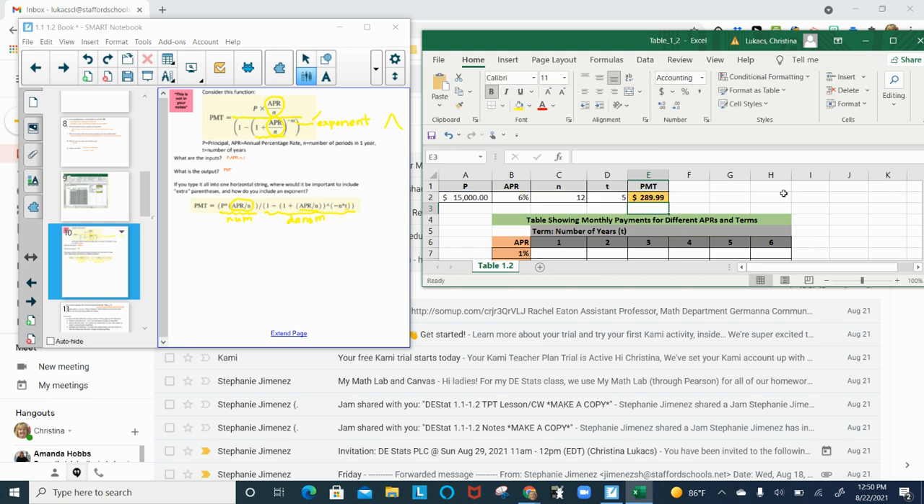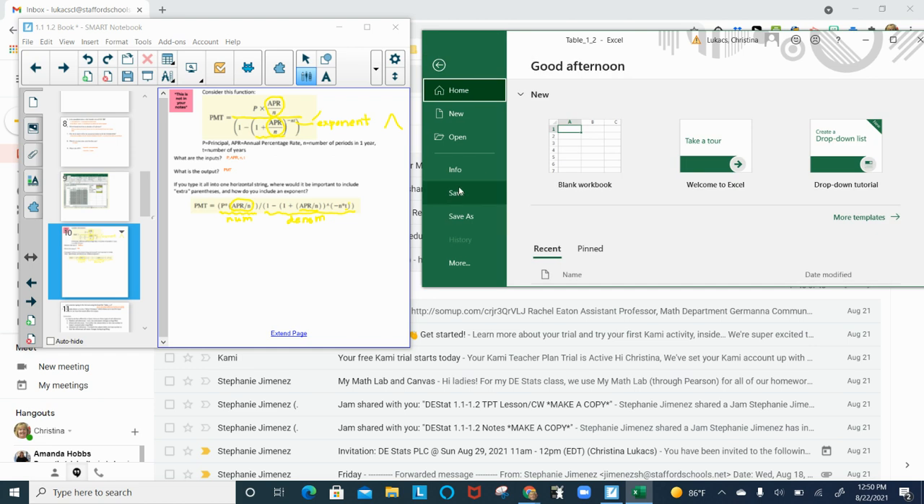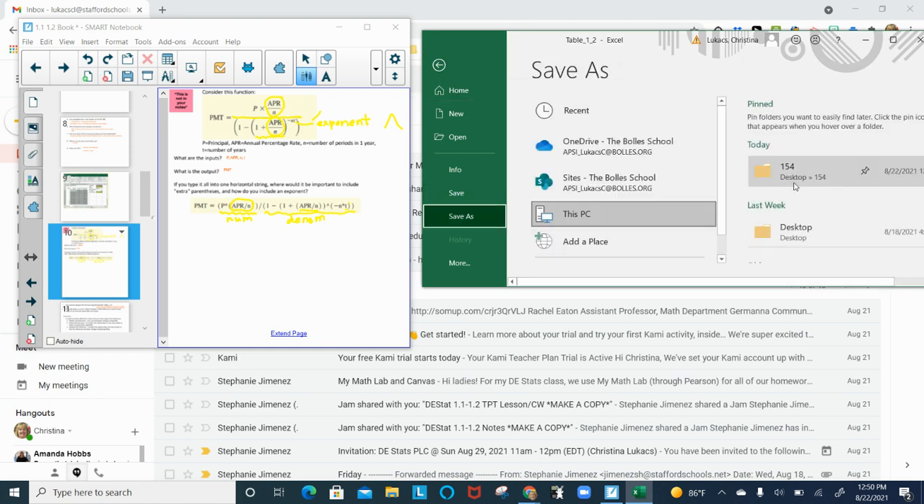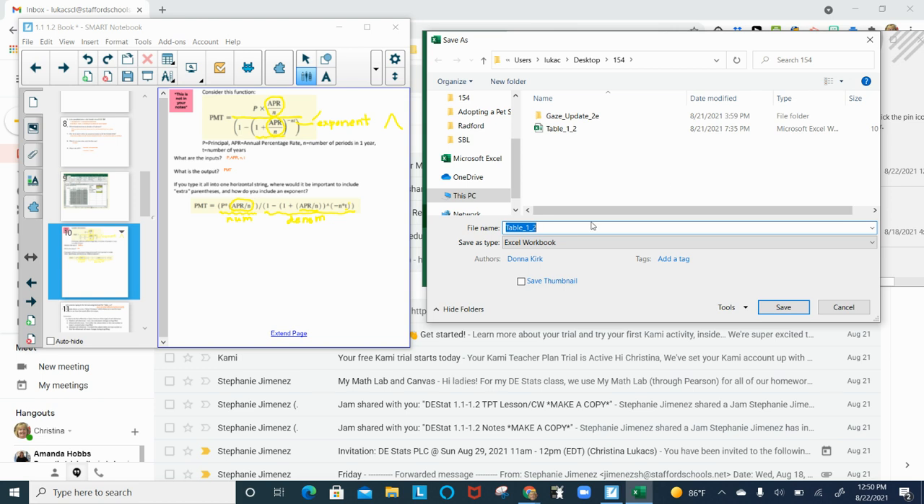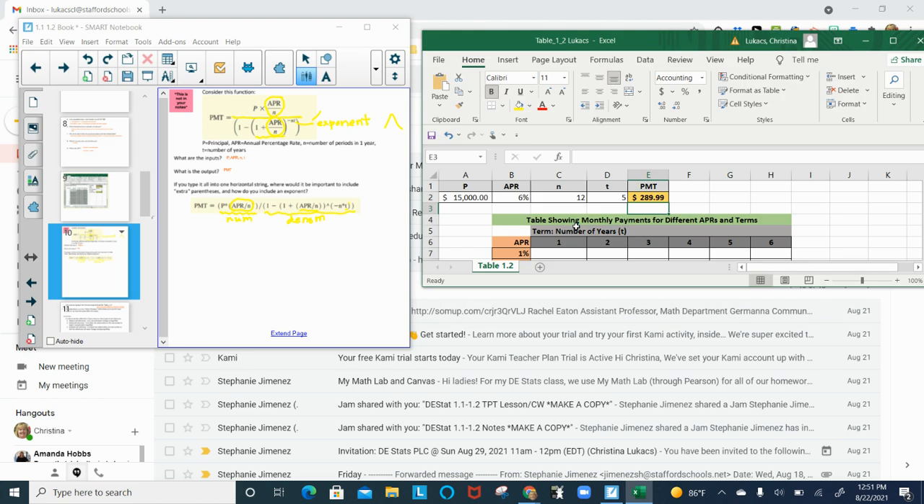And there's our monthly payment for a principal of $15,000, where 6% is your APR. You have 12 payments in a year for 5 years. Okay. And maybe you want to go ahead, if you're in Excel, maybe you want to go ahead and save that. I'm going to save that because I always get panicked about losing stuff. So I do that. All right.